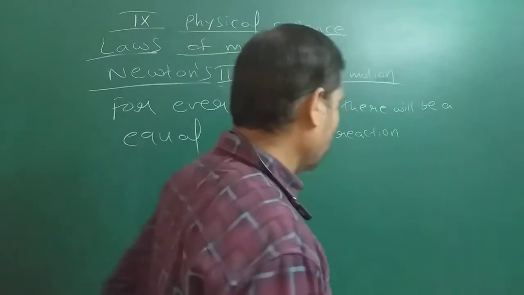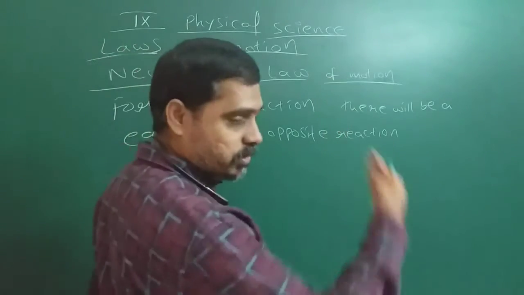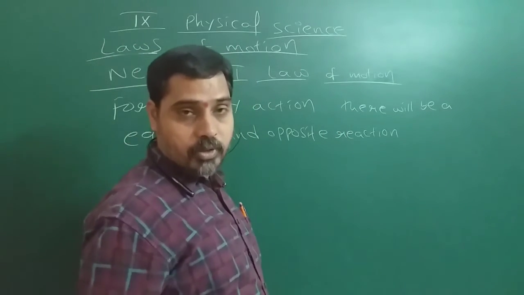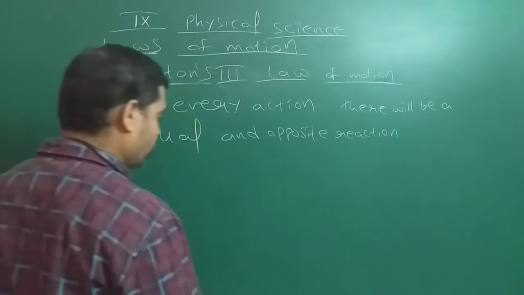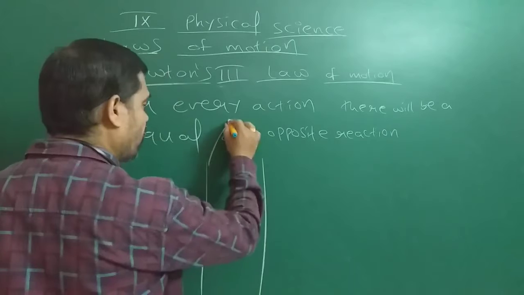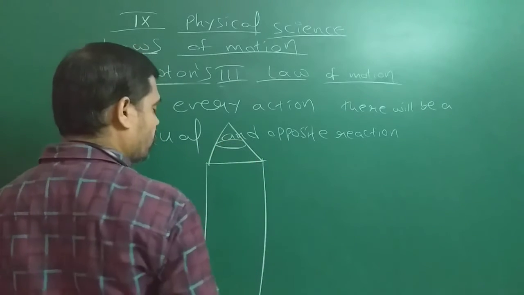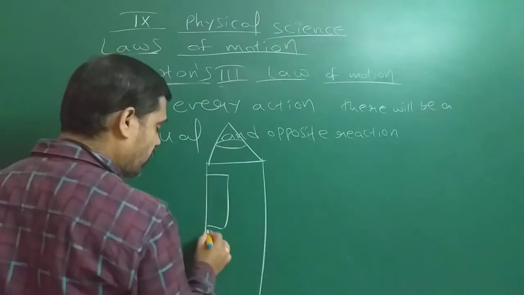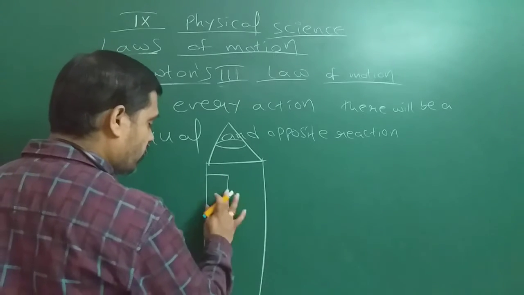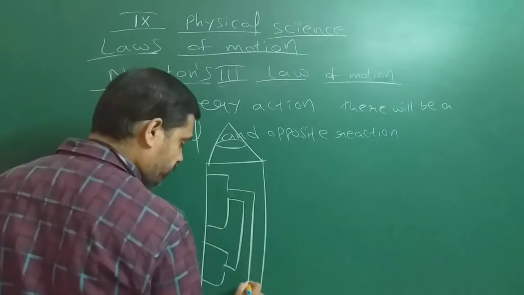And we already know that rockets can be ejected into the atmosphere. That is because of Newton's third law of motion only. A rocket will have two chambers. Here it will have a satellite chamber that contains the satellite, and inside it will have two chambers which are interlinked with two pipes.